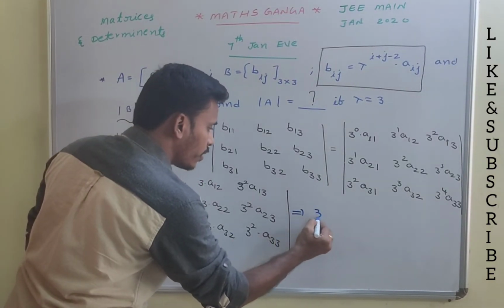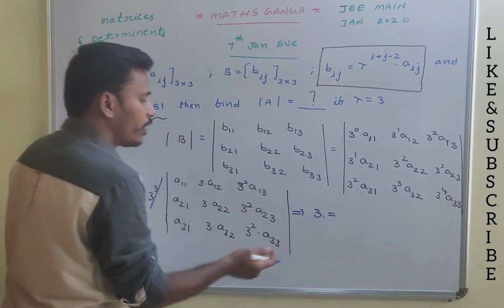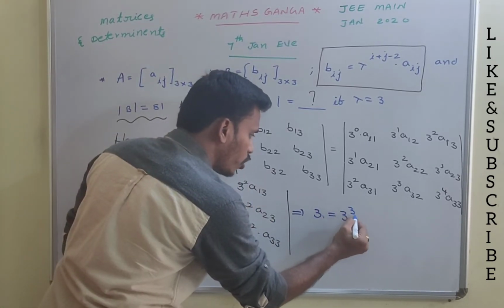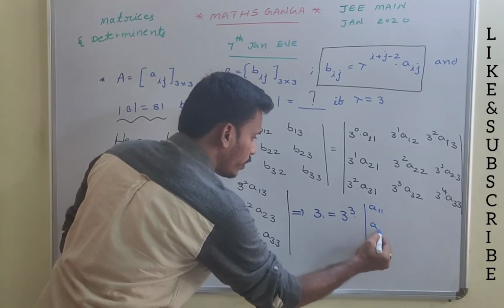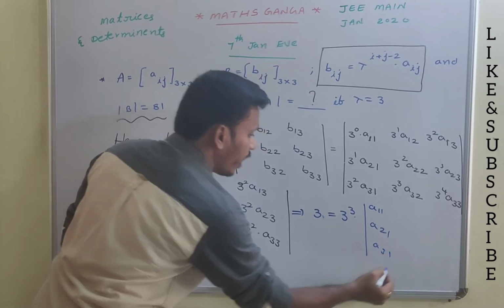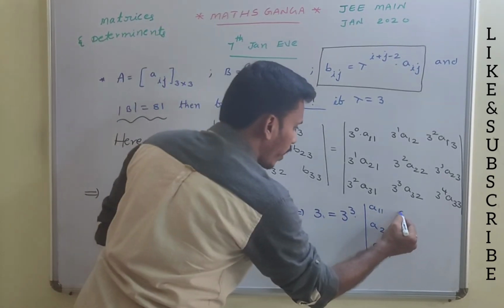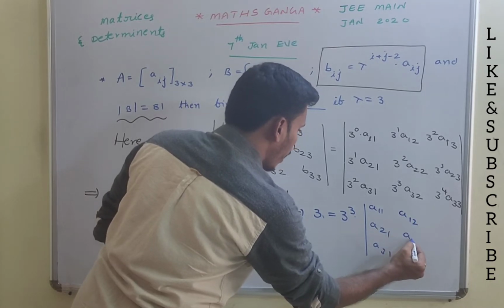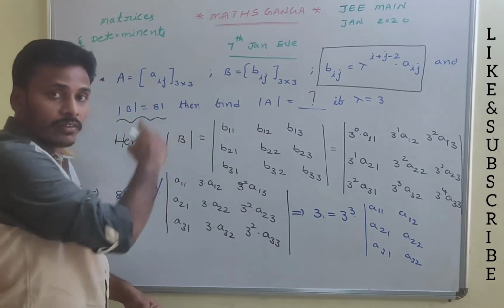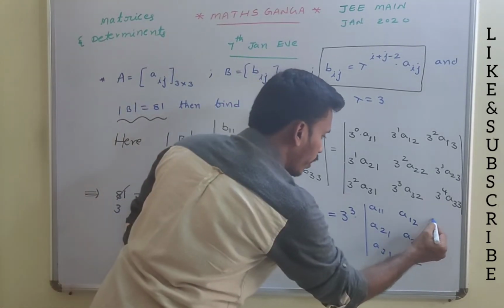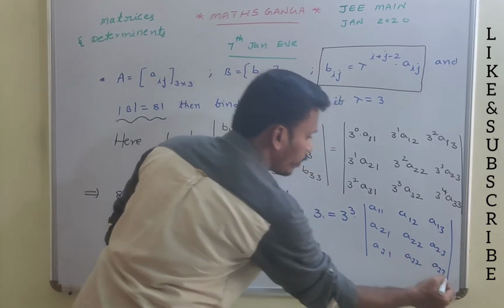That implies 3 is equal to, again 3 out, 3 square out, 3 cube times the determinant of what you are left with: a11, a21, a31. From the second column, 3 is out; write the elements a12, a22 and then a32. From the third column, write 3 square out; you are left with a13, a23 and then a33.